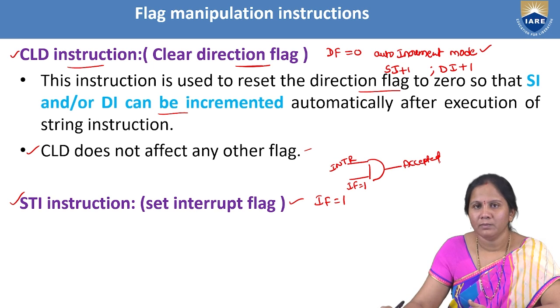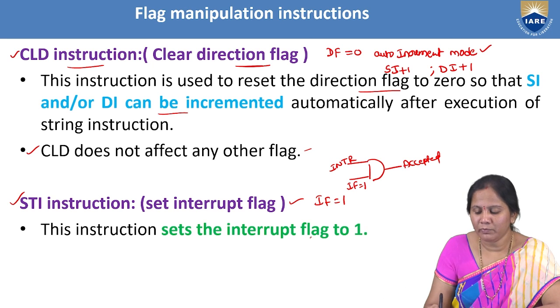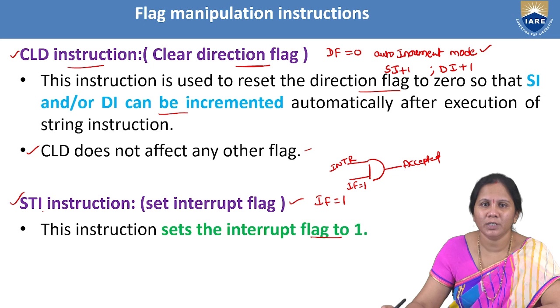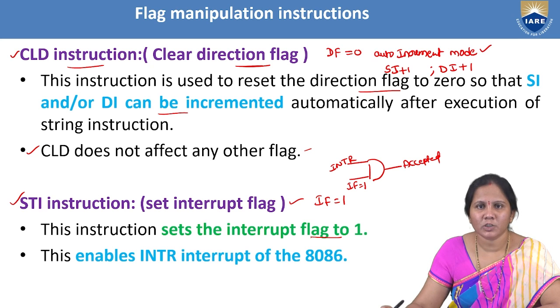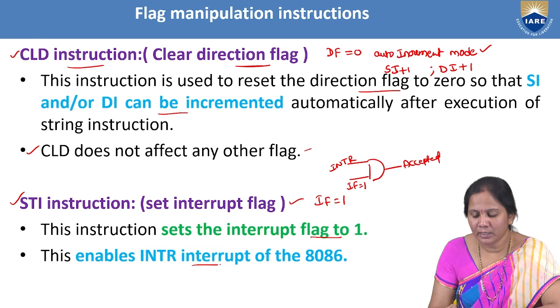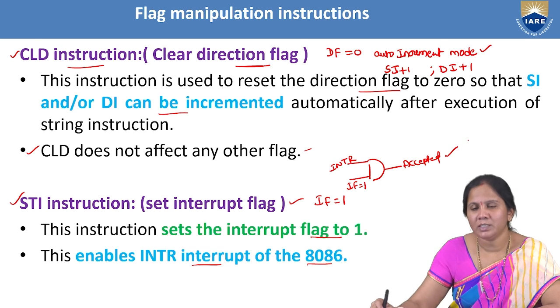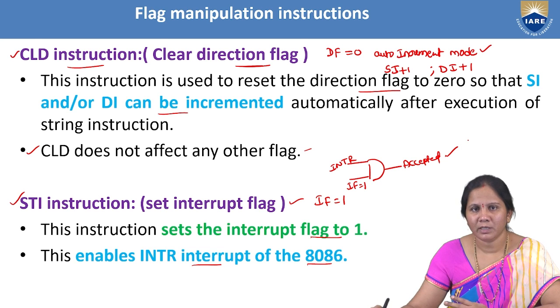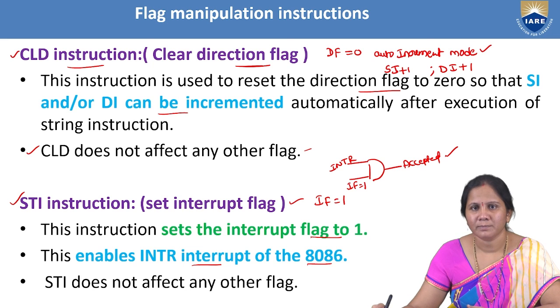This interrupt flag bit setting is possible if this STI instruction is used. This instruction also will not make any manipulation in the other flags. It will not show any effect on the other flags. So this enables the INTR interrupt of the 8086 microprocessor. That means the particular interrupt coming through the INTR signal will be accepted in that case.